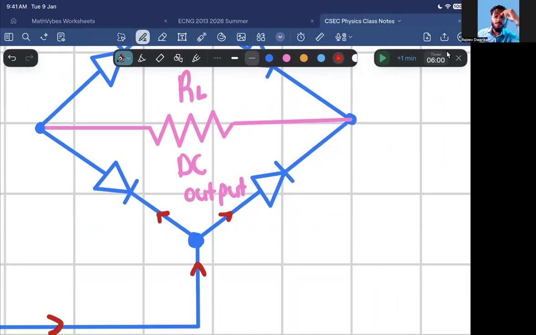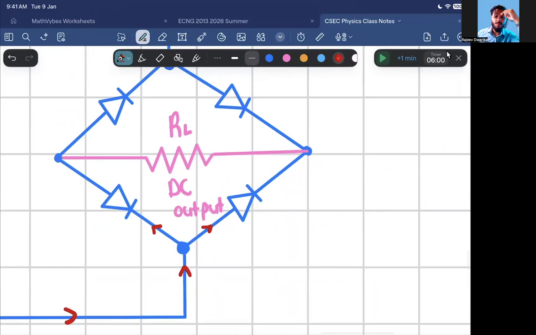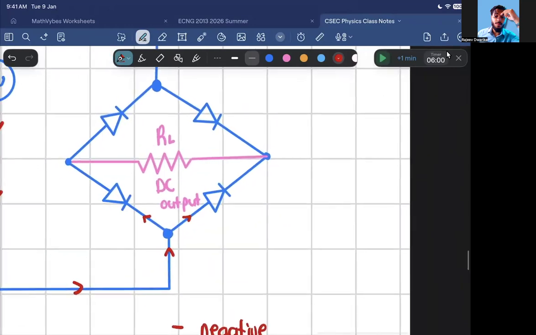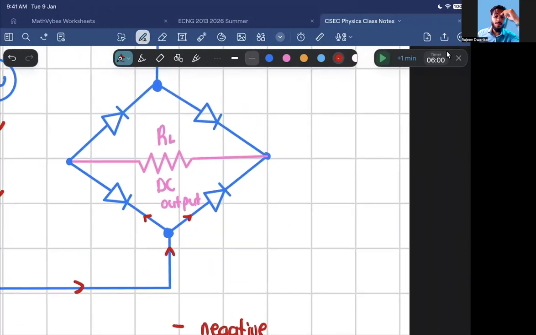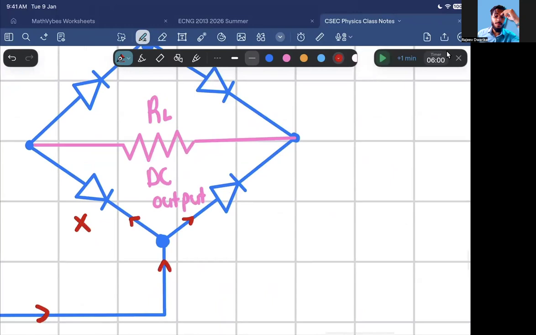Cool, it will split. You understand that? All right, cool. So this will be blocked, but the current will be allowed to flow in this direction. And so that current will end up reaching this junction over here, and that current is gonna split. Will that current be able to pass through this diode?